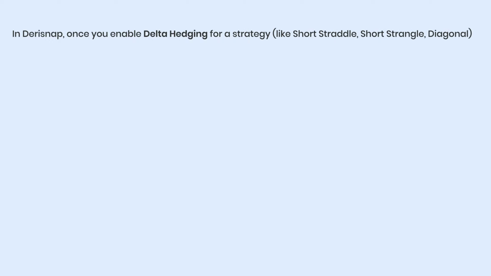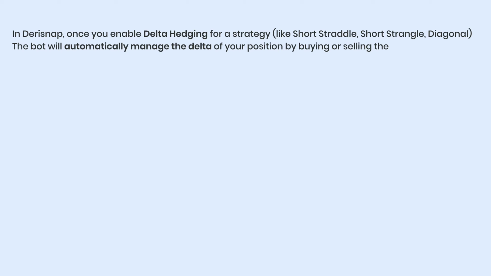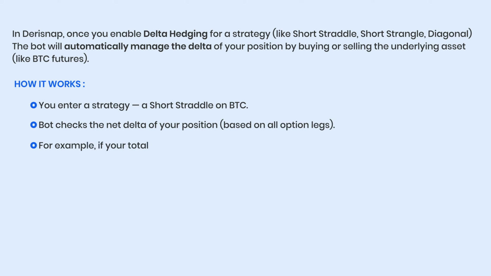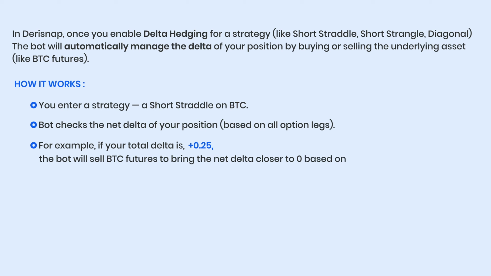In Derisnap, once you enable delta hedging for a strategy, like short straddle, short strangle, diagonal, the bot will automatically manage the delta of your position by buying or selling the underlying asset, like BTC futures. How it works. You enter a strategy, a short straddle on BTC. The bot checks the net delta of your position, based on all option legs. For example, if your total delta is plus 0.25, the bot will sell BTC futures to bring the net delta closer to zero based on the set parameters of delta range.